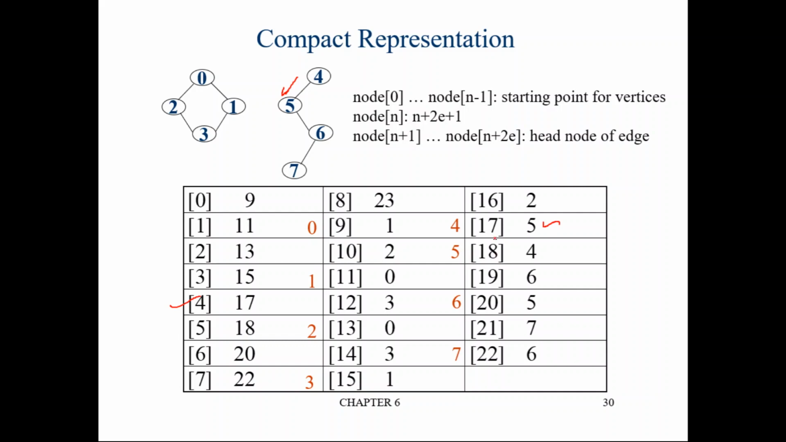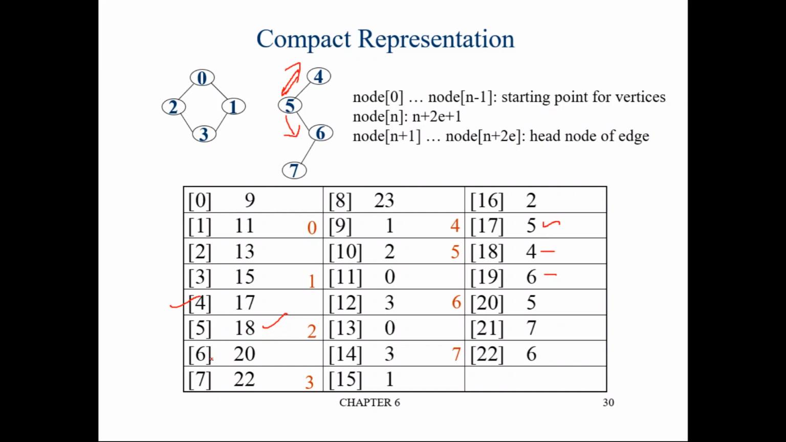So next, the edge detail of vertex 5 will start at which location? 18th location. If you see vertex 5, it has how many edges? 2 edges. 1 to 4 and 1 to 6. So starting from 18, it will occupy 2 locations, 4 and 6. So the edge detail of vertex 5 is available from which location? 18. And it occupies how many locations? 2. That is 18 and 19.